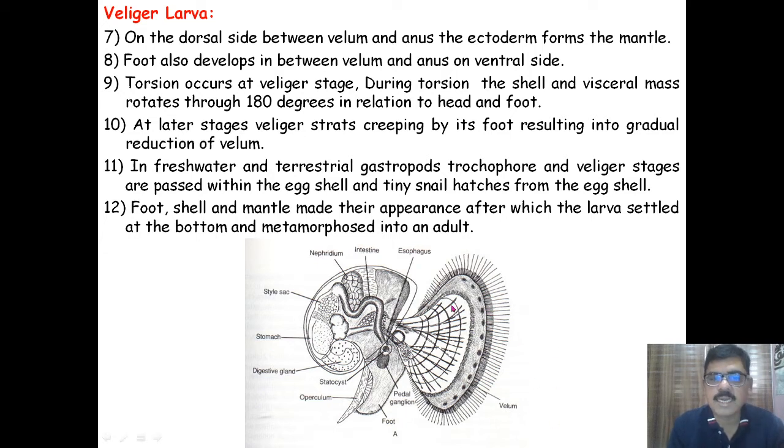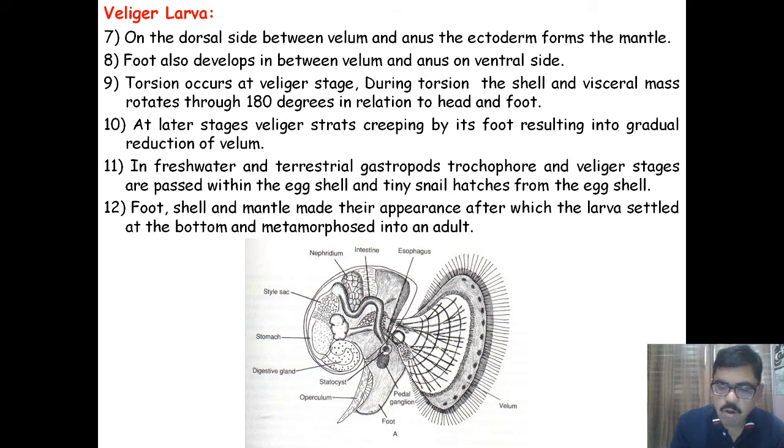In freshwater and terrestrial gastropods, the trochophore and veliger stages are passed within a covering, or what we call an eggshell, and a tiny snail hatches out from the eggshell. The foot, shell, and mantle make their appearance, after which the larva settles at the bottom and metamorphoses into an adult.